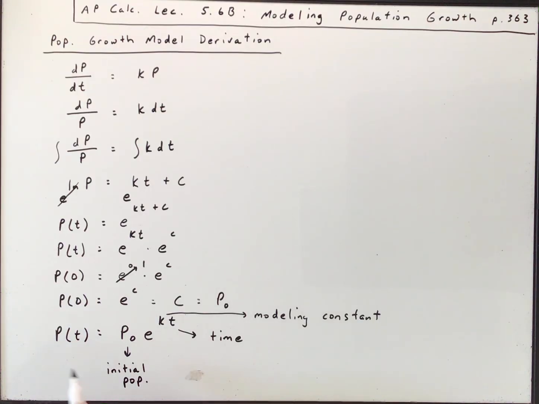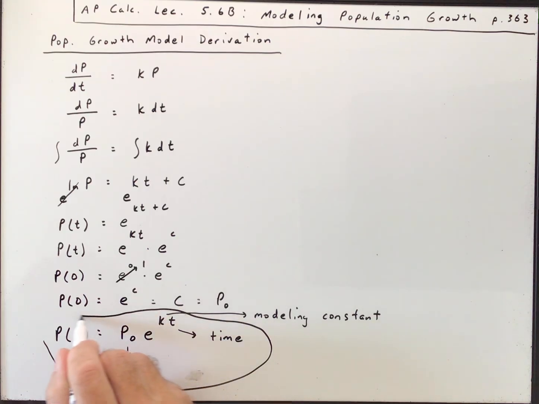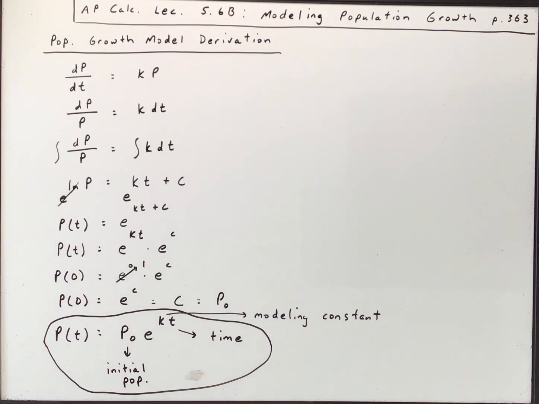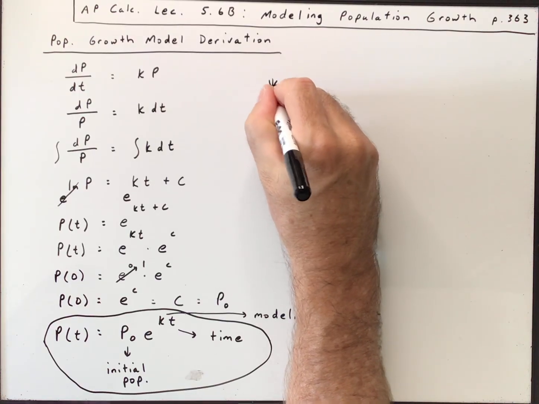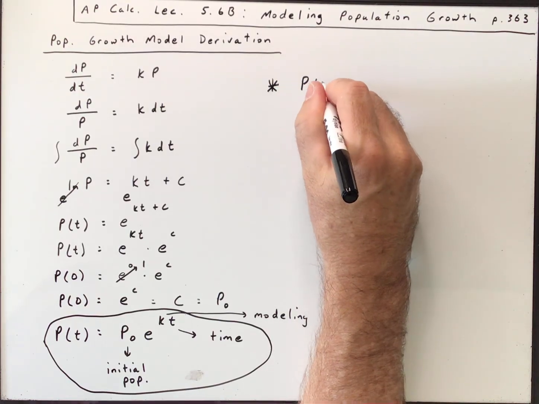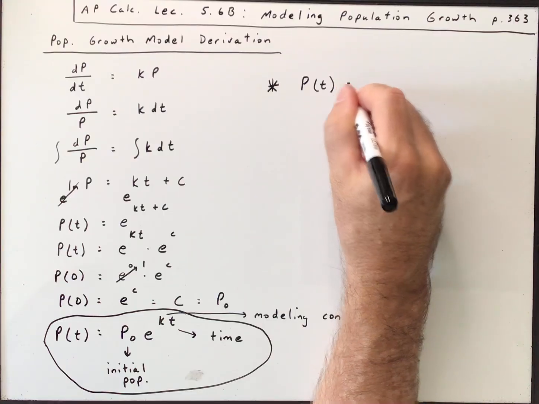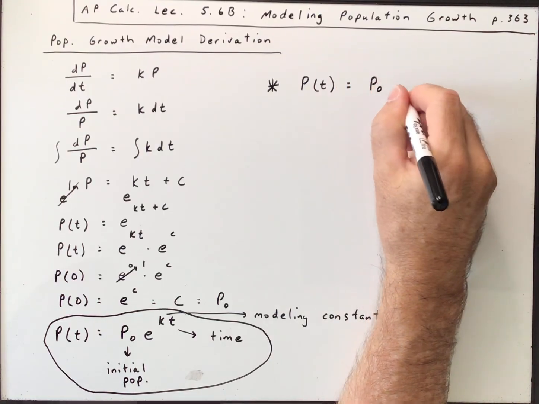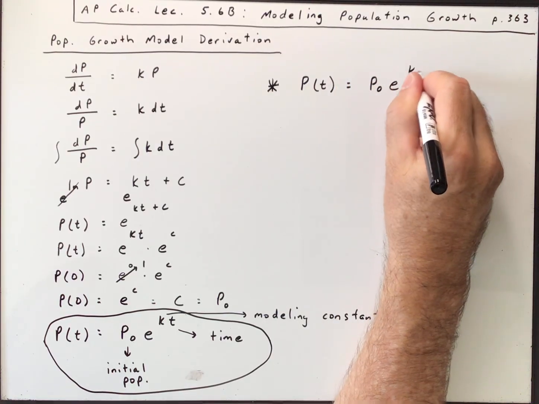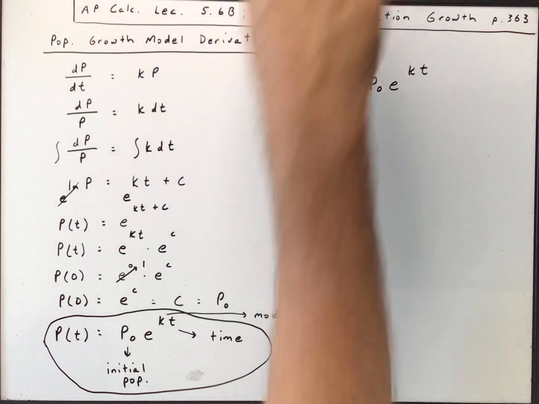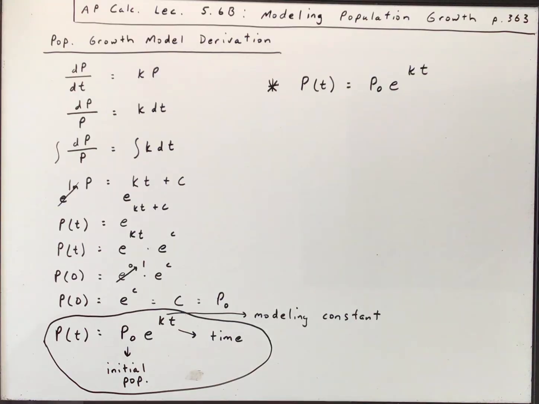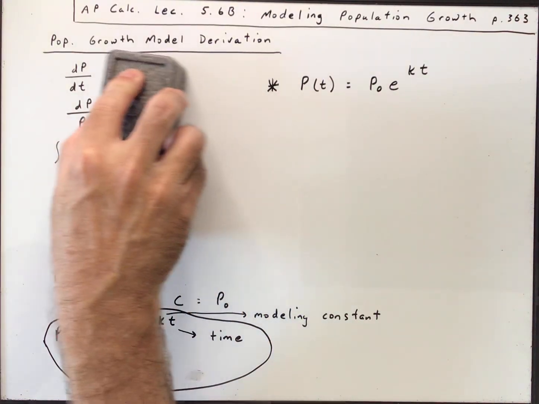So this is our basic format: P naught times e to the kt. We'll write it cleanly up here. This is what you need to really memorize. P of t, when it's exponential population growth, is P naught times e to the kt. Okay, so I'll leave that there. Pause the video if you need to, and we'll work on a population growth problem.